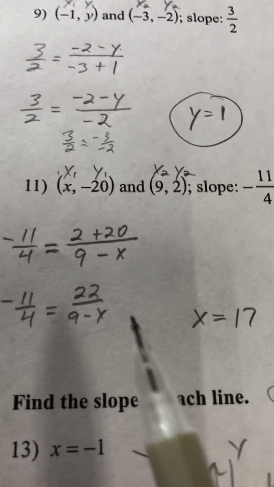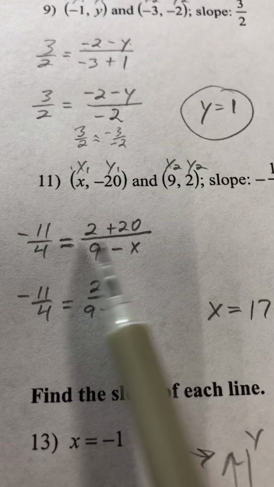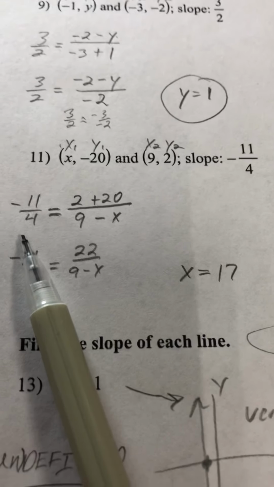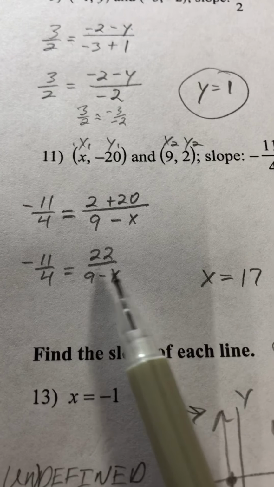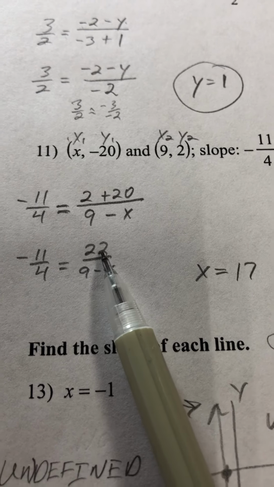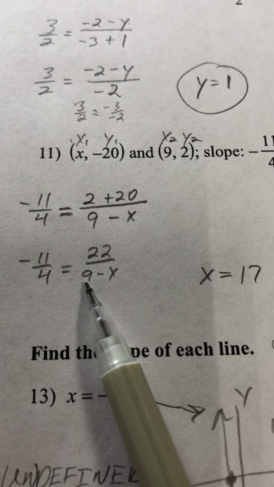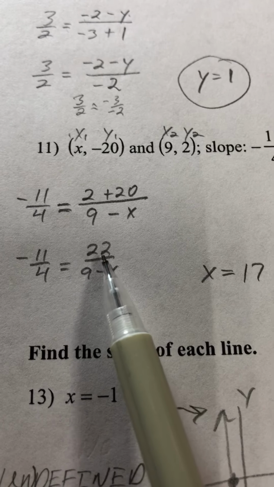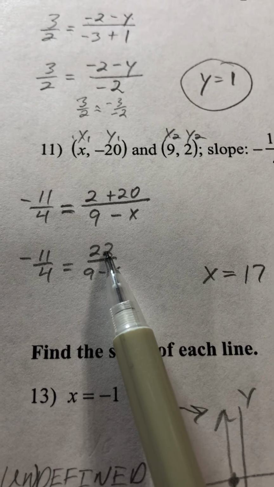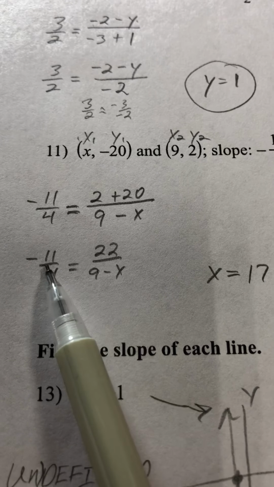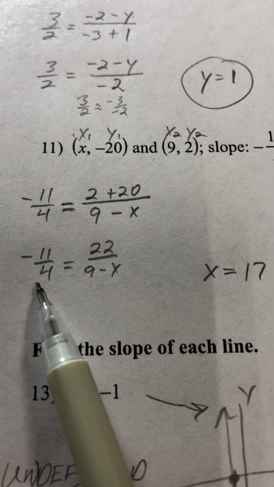In this one, I set the whole problem up. I need it to equal -11 over 4. In doing that, this becomes 22, and that's a positive 22 over 9 minus something. Now, if I were to simplify 22 to 11, I just divide by 2. So I have to divide this by 2, so it's going to be 8.